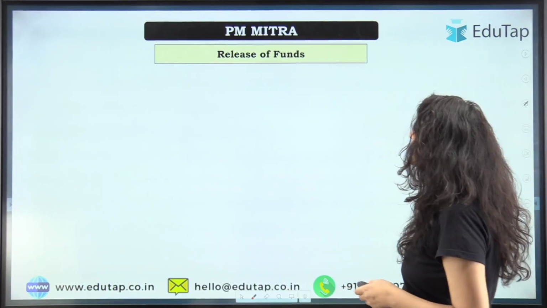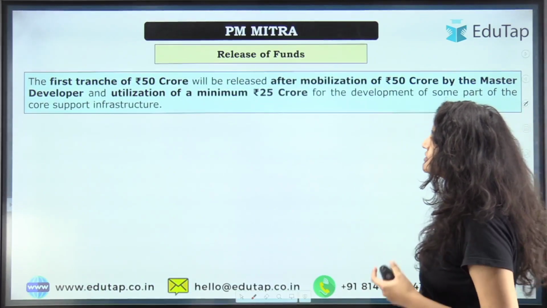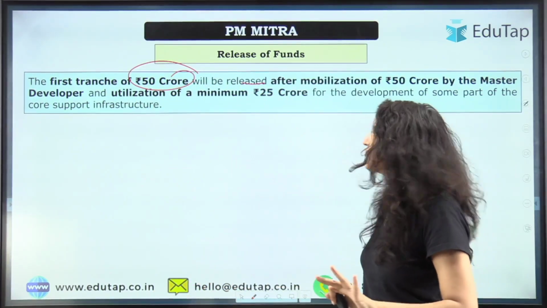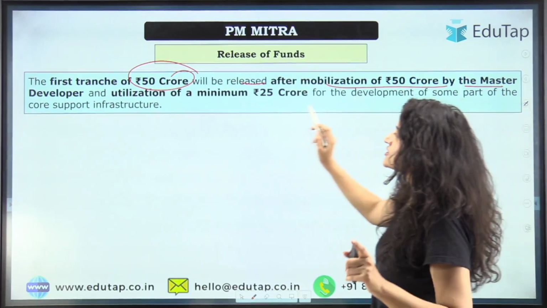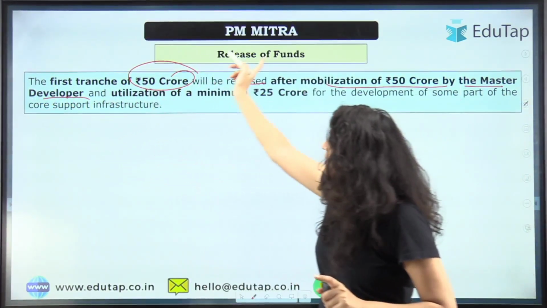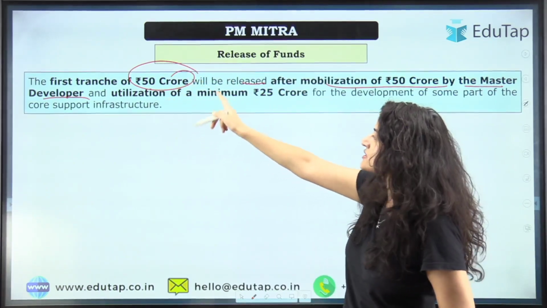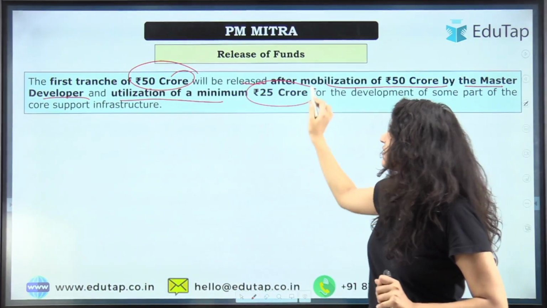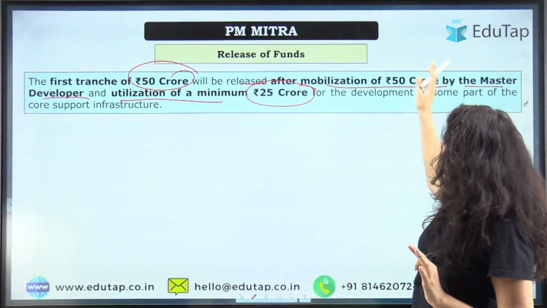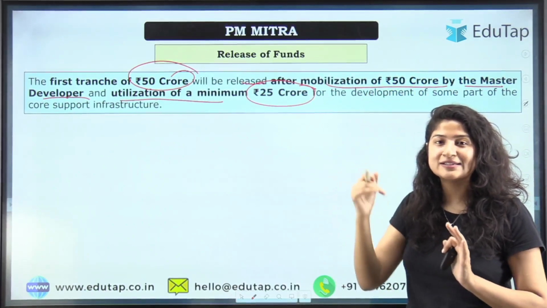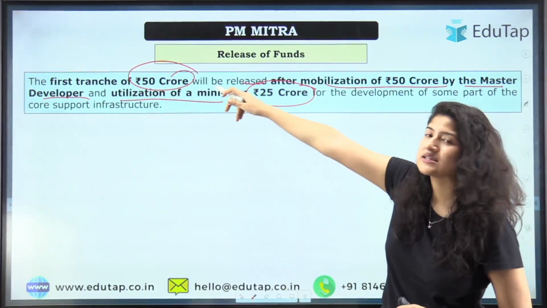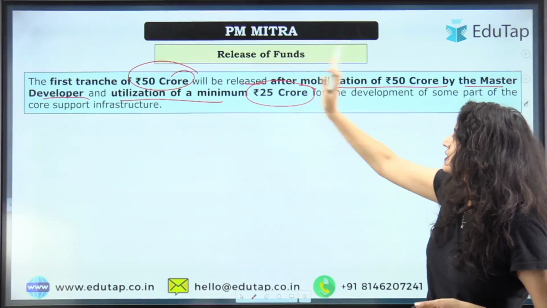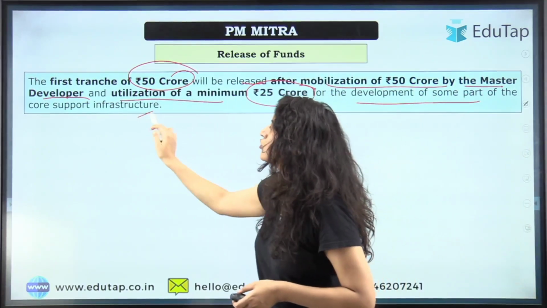Now let's talk about the release of funds, and this is the last portion. So first tranche, now how will the government pay money. Okay, so first 50 crore will be released only after mobilization of 50 crore by the master developer. We are talking about the private company over here. So the government will release 50 crore only after the master developer has mobilized his share of 50 crore and utilization of minimum 25 crore. So out of that 50 crore mobilized by the private company, at least 25 crore should have been utilized, and then only the company that is owned by both center and state will release its first 50 crore for the development of some part of core support infrastructure.